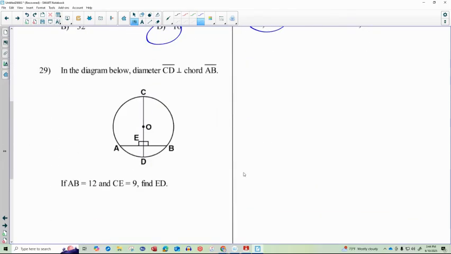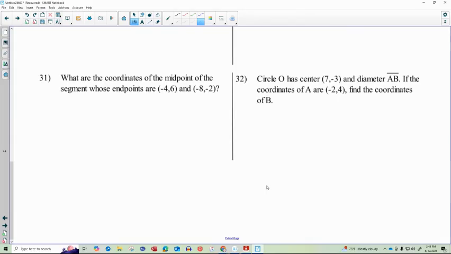All right, let's move on. What do we got here? These formulas I will be giving you, even though they kind of removed them from the regents, but I'm going to keep giving them to you.